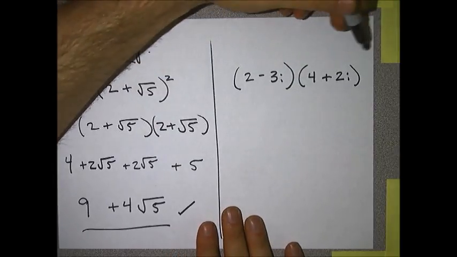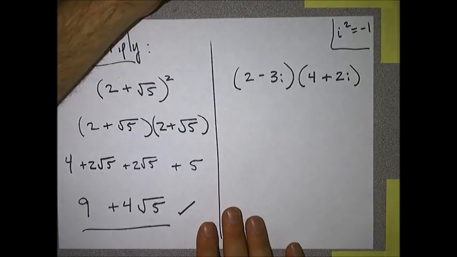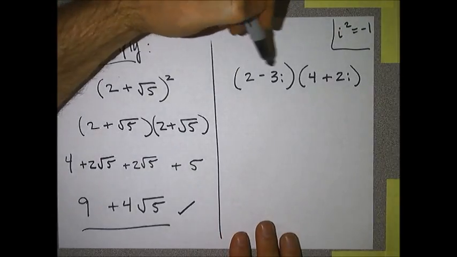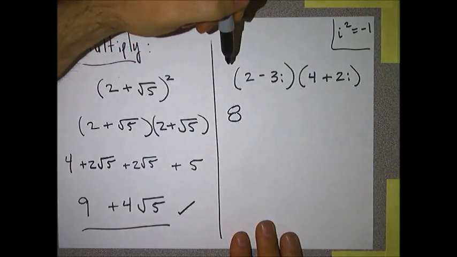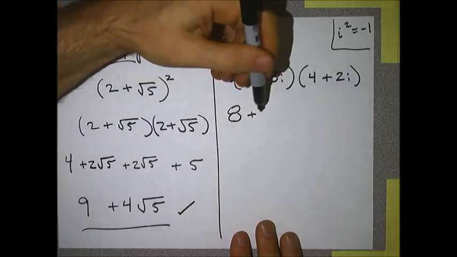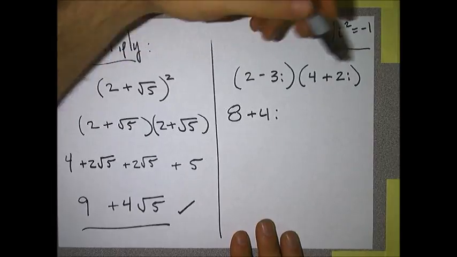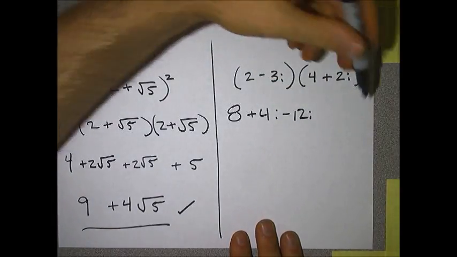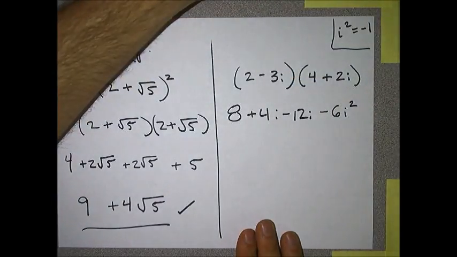For the second one, it's already written out twice, and the difference here is that we have i's involved, and in your mind, you want to know that i squared is equal to negative 1. So we're going to FOIL, and we do first times first is 2 times 4 gives me 8. On the outer, 2 times 2i is plus 4i. The inner is negative 3i times 4 is negative 12i. And last times last is minus 6i squared.